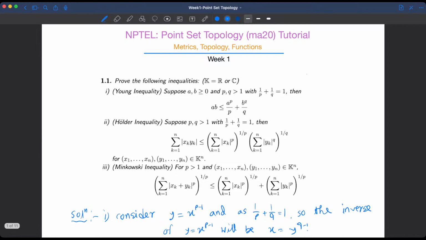Now, assuming this one, how do you prove Holder's inequality? We have proved this. Can someone help me with how to prove Holder's inequality using this, Young's inequality?